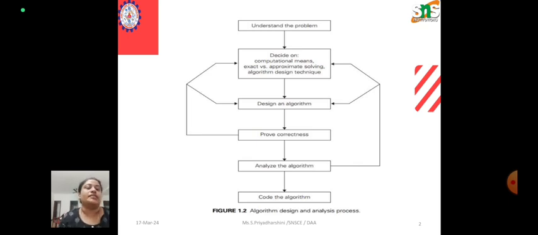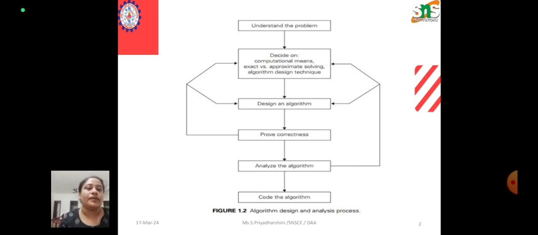So the first step in algorithm design and analysis process is understanding the problem. What do you mean by understanding the problem? So first, the programmer who is going to build the particular problem's algorithm should clearly read the problem, what it is. He should ask questions to clarify his doubts, and then he has to find and decide the range of different inputs for the algorithm to work efficiently.